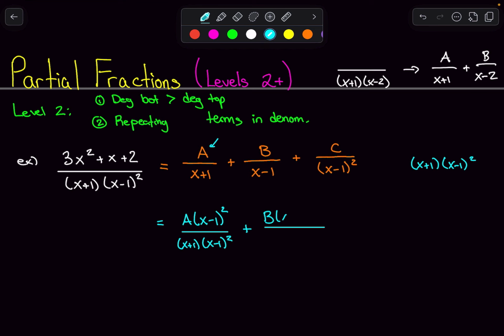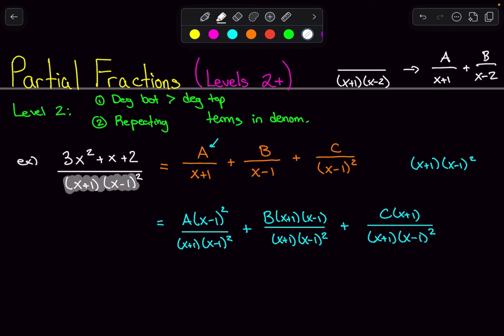So b times x plus 1 and x minus 1, and that's going to get us to x plus 1 times x minus 1 squared. And then for the last one, we'll have c, and we just need to multiply this one by x plus 1 to achieve our goal of a common denominator of x plus 1 times x minus 1 squared. And so once we've achieved this, we notice again that our denominators match, finally.